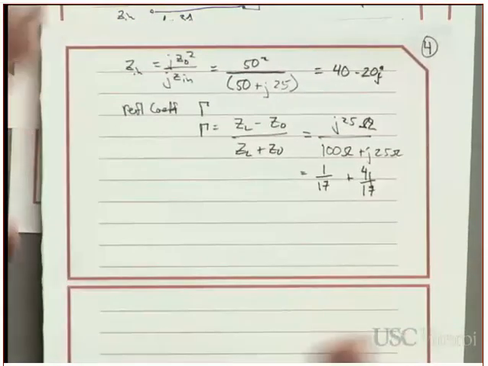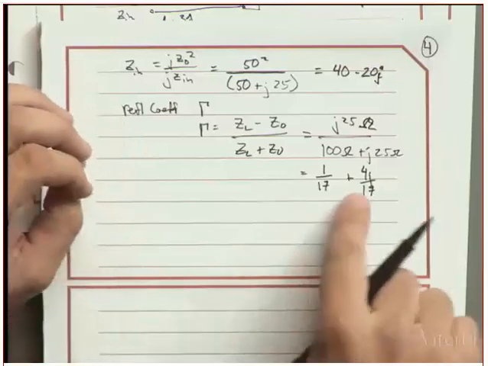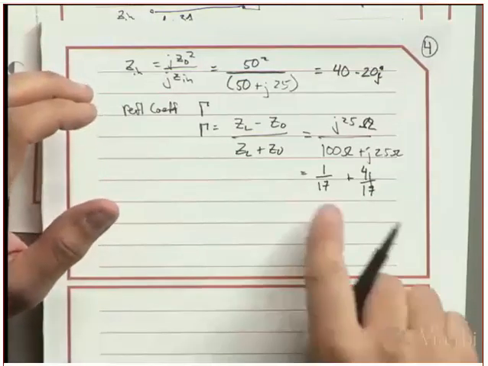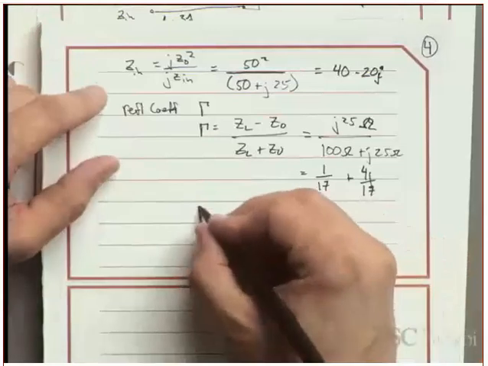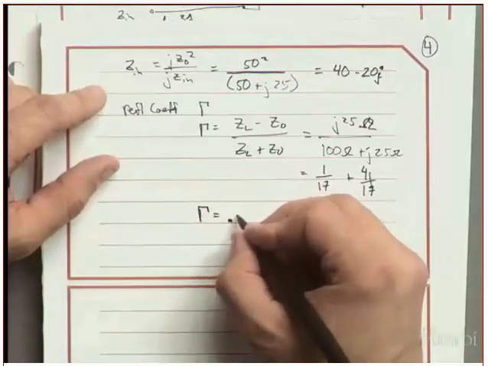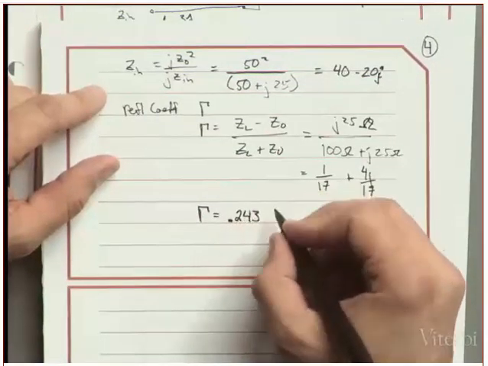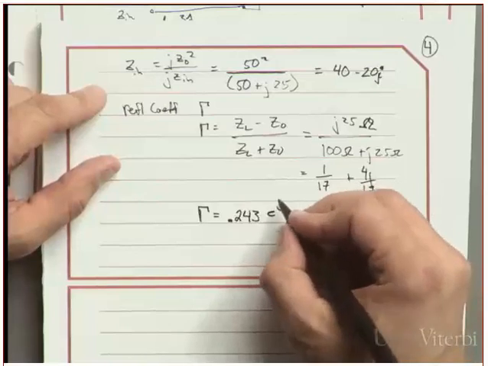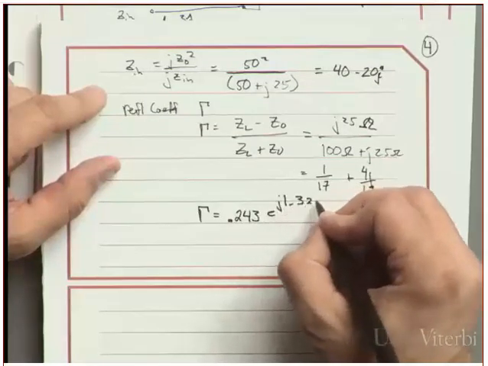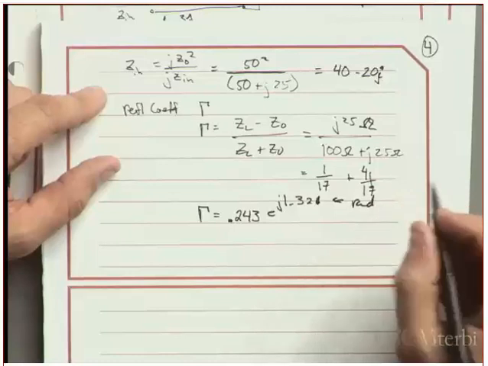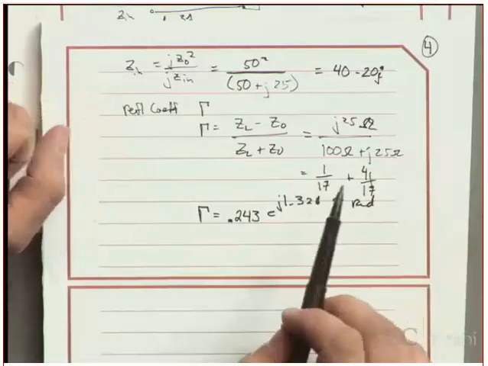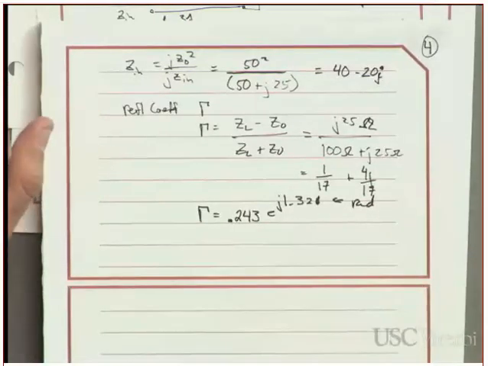because it doesn't actually tell you that much in rectangular form, but you can convert it to polar form pretty easily. And that kind of tells you a little bit more. It's 0.243 times e to the j 1.326. And this angle is in radians. If it's not, you need to put a degree sign up there. Otherwise, people won't know what you're talking about.